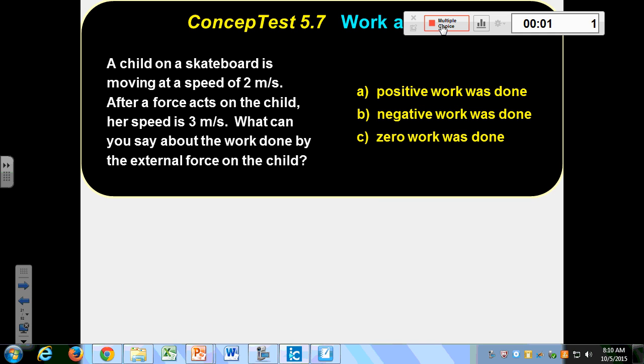Okay. How about this scenario of a child that goes from 2 to 3 meters per second? Have they had positive, negative, or zero work done on them?